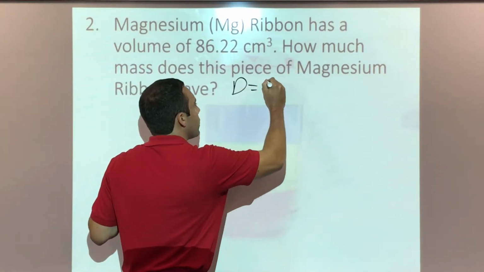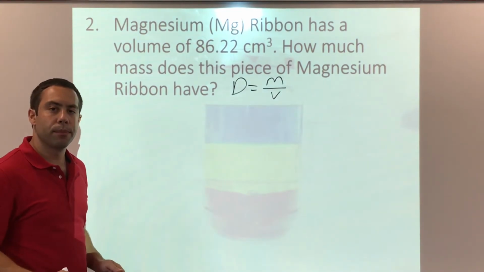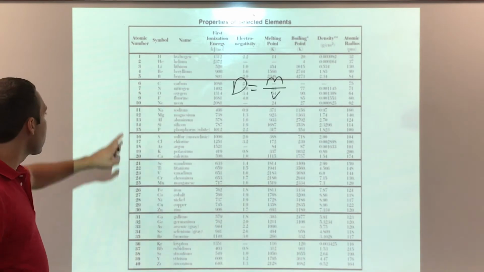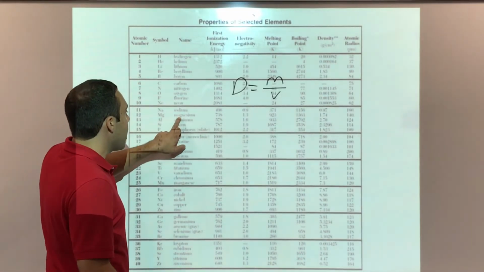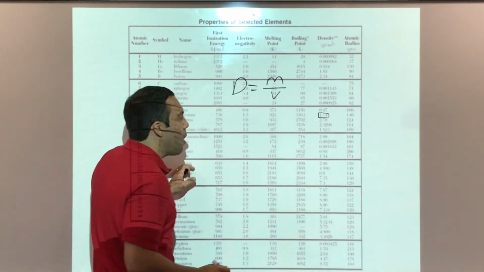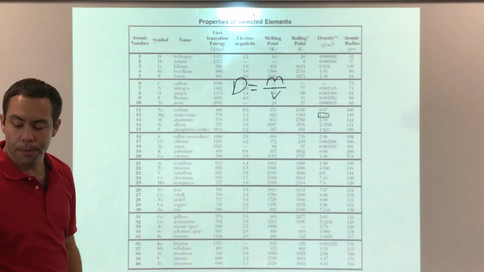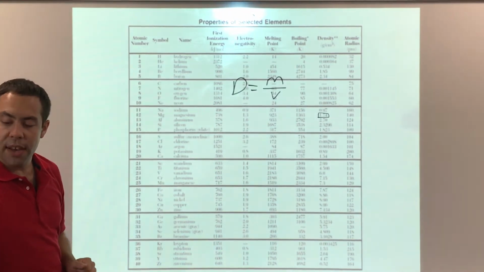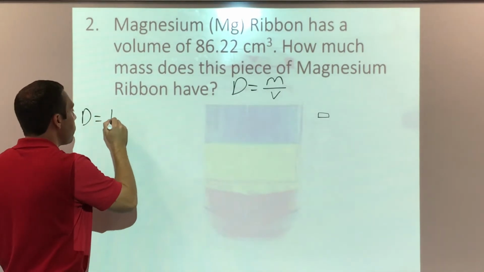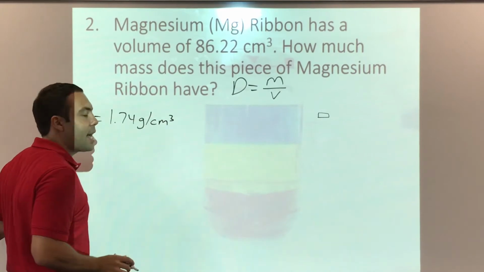D equals M over V. Density equals mass over volume. Let's find the density of element number 12, magnesium. We go down to magnesium, element 12, the second to last column, and we have a value of 1.74 grams per cubic centimeter. Remember that number, 1.74 grams per cubic centimeter. So you write that down, 1.74 grams per cubic centimeter, as the density.